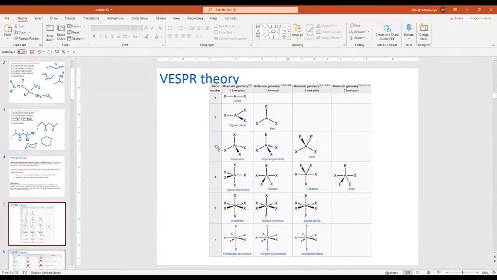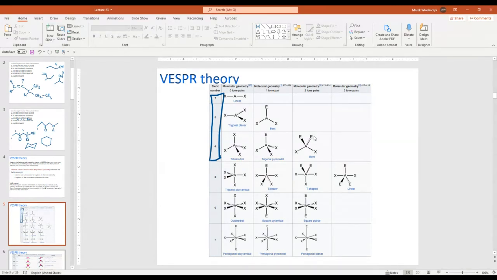Then if you have 4 different substituents, you can have either tetrahedral, or trigonal pyramidal if you have 1 lone pair of electrons, or another bent structure if you have 2 lone pairs of electrons. In this class, we are going to be interested only in the first 3 scenarios. There are some other options for 5, 6, and 7 substituents around the central atom.